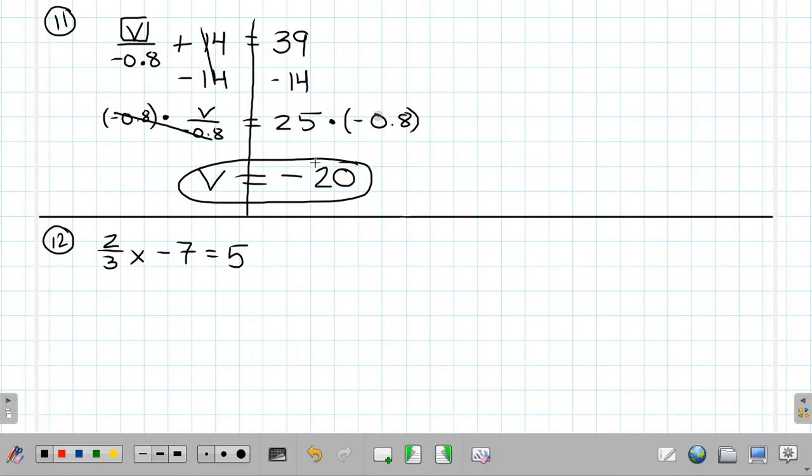Okay, and then once again, you can check it by plugging this back in. Negative 20 divided by negative 0.8. Okay, well, that's going to be 25. So negative over negative is a positive 25. Plus 14 is 39.